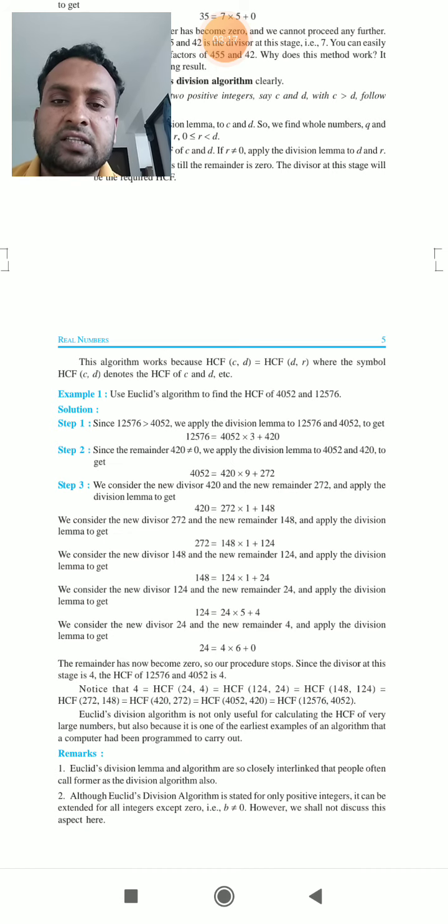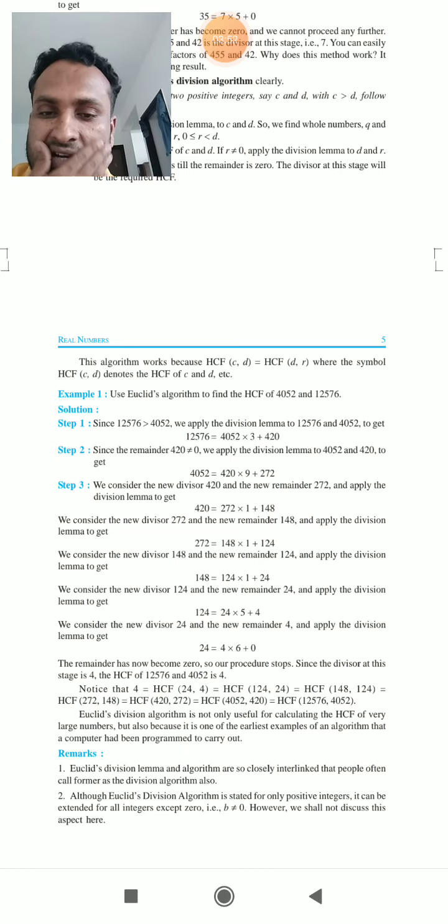So again you have to take the divisor as the dividend, meaning 272 is equal to 148 into 1 plus remainder 124. For 148, what number do you have to multiply to give equal to or less than 148? So again 124 is equal to 24 into 5, you have to multiply, then the remainder remains 4. So again you have to take 24 is equal to 4 into 6 plus remainder 0.